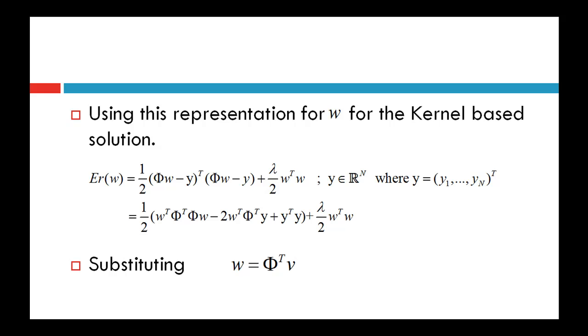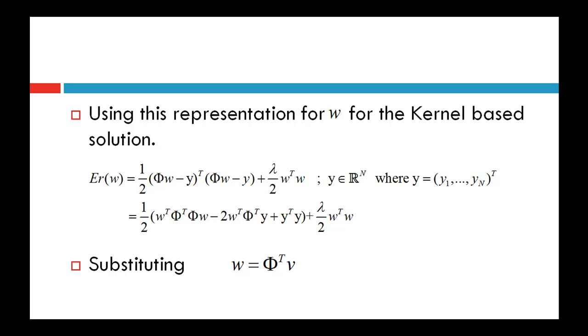So using this representation for w, we can derive the kernel based solution. This is a dual representation for the regularized least squares problem. Expanding the error function gives us this expression: half of (phi times w minus y) transpose (phi times w minus y) plus lambda over 2 w transpose w, where y is a vector whose components are y1 to yN, the set of all target variables.